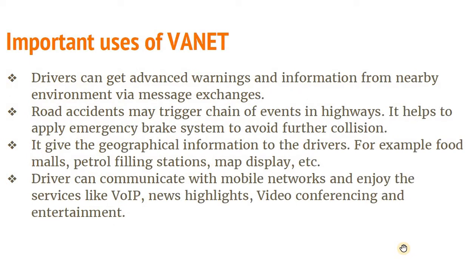Then important use of VANET. Drivers get advance warnings and information from the nearby environment via message exchanges. These message exchanges are in terms of text messages. So the driver sitting in one vehicle can communicate with the driver seated in another vehicle, and it can convey some information like the road conditions in the forwarding kilometers, as well as if there are some accidents or mishappenings or emergency scenarios, then this type of information can be sent by the first driver, sitting in the first vehicle, to the other drivers involved in the highway.